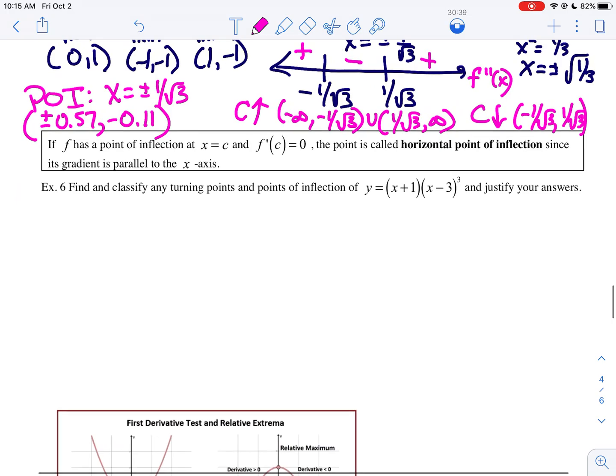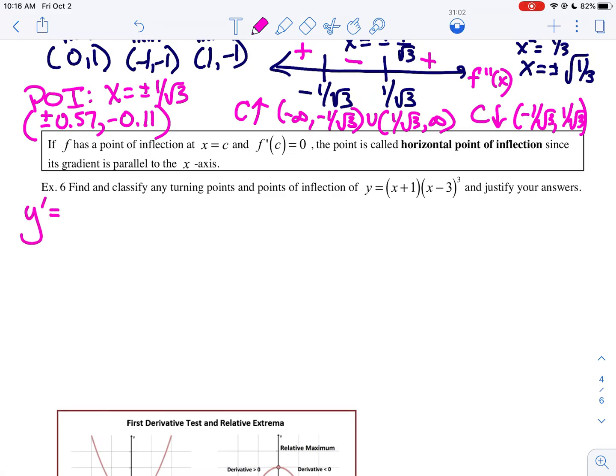Example 6 says: find and classify any turning points and points of inflection of y equals (x plus 1) times (x minus 3) cubed, and justify your answers. Okay, here we go. Stay with me, guys. This is a tough section.